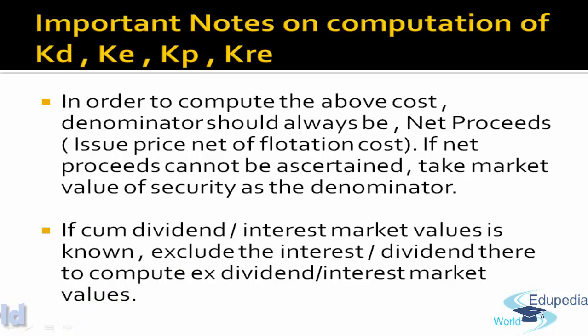So this is something really important. I'm just mentioning it again. We've already discussed these notes for computation of cost of debt, equity and preference share. I'm just repeating it because if you ignore these things, you will not be able to attempt your answer well. You will make some mistake. Just note this again: in order to compute the specific cost, we always take the net proceeds. We give preference to net proceeds as the denominator first, and that will always be net of flotation cost. In case net proceeds is not available, we will take the market value, and if market value is not available, then we will take the book value of the security.